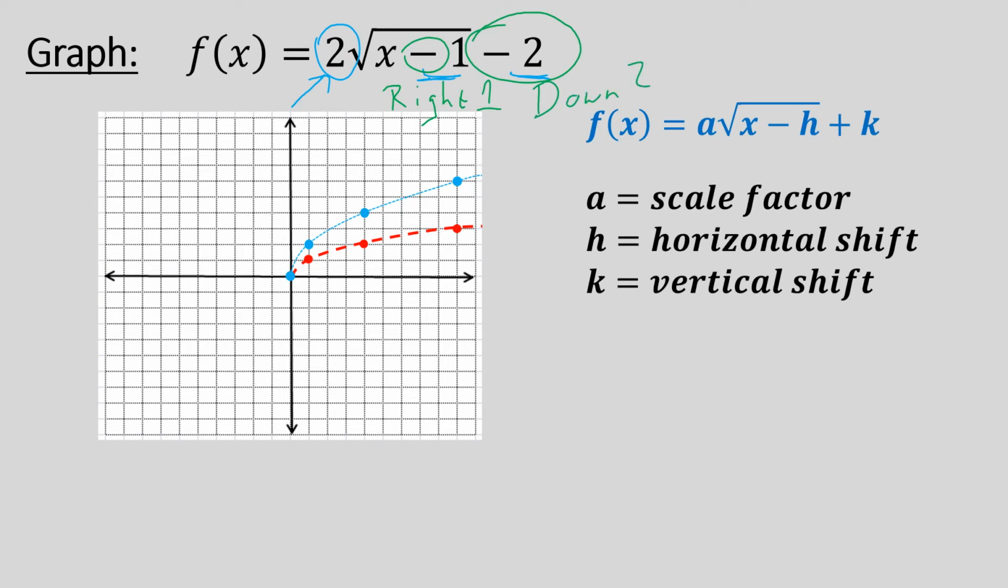So if we take this blue first point here, we move right 1, down 2, we're down there. This, move right 1, down 2, we're down there. Start putting these points on the graph. This one, move right 1, down 2. Right 1, down 2. Okay, and this is our new graph.